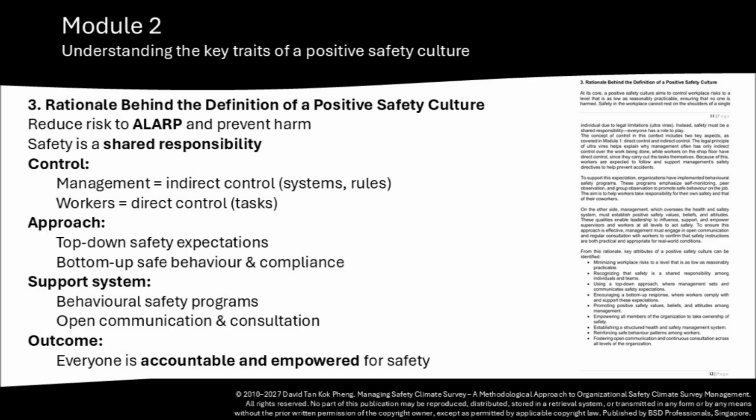To support this, organizations implement behavioral safety programs. These programs focus on self-monitoring, peer observation, and group observation to encourage safe behavior in the workplace. The goal is to help workers take responsibility for their own safety and that of their co-workers. On the management side, leadership is responsible for overseeing the health and safety system and must establish positive safety values, beliefs, and attitudes.